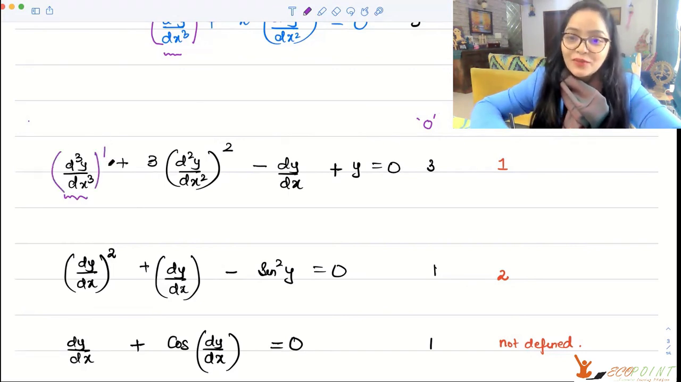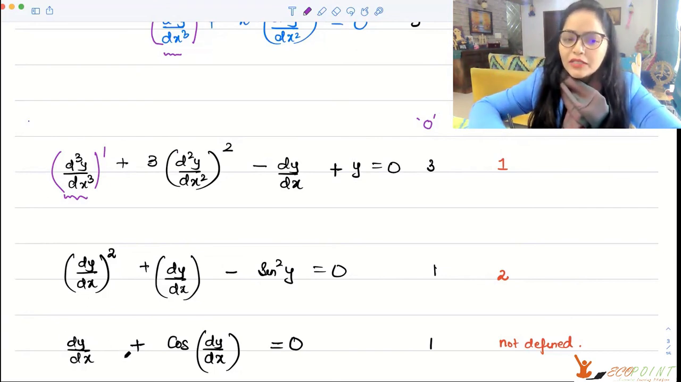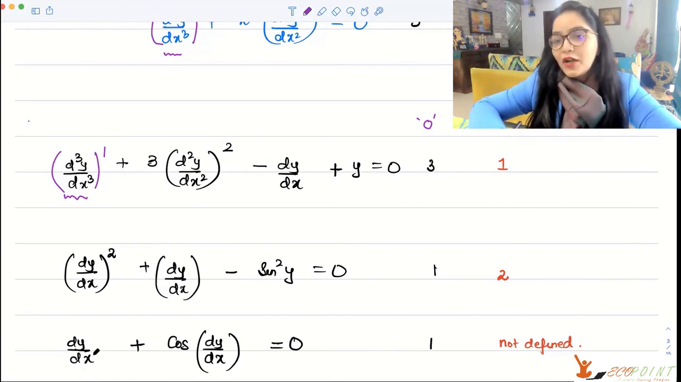So degree is 1. Similarly, you have (dy by dx) square plus dy by dx minus sine square y equals 0. Now, order is 1, but the degree is 2, because dy by dx is a first order derivative, so order is 1, but the power of that is 2. So degree is 2. Dy by dx plus cos dy by dx equals 0: the order is 1 because the highest derivative is dy by dx, but the degree is not defined because this is not a polynomial.